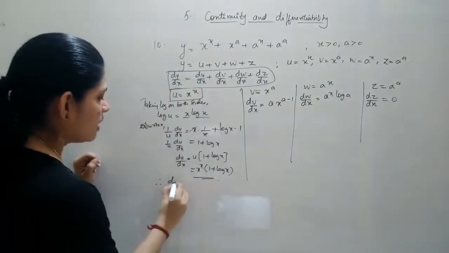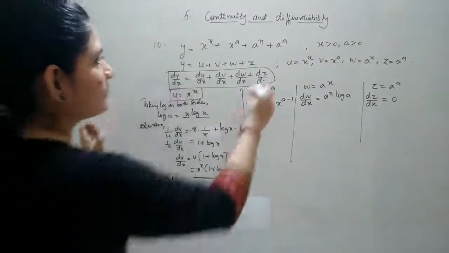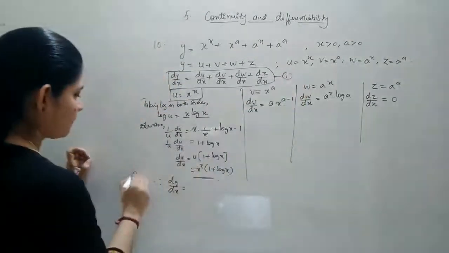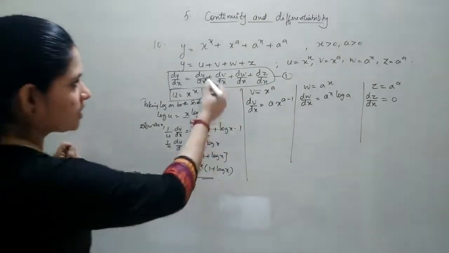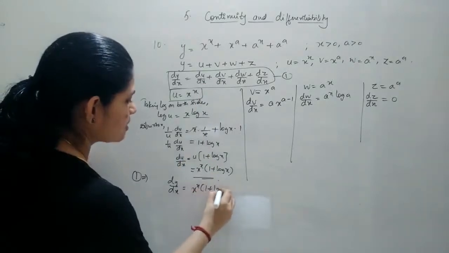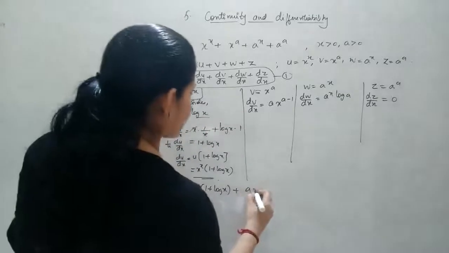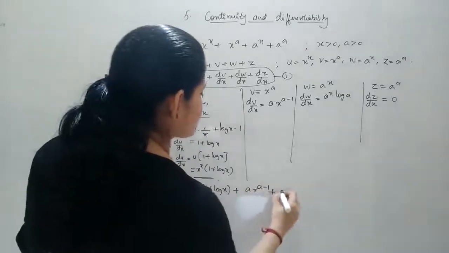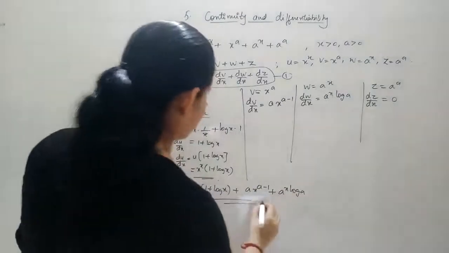Okay, therefore dy by dx is equal to du by dx, so 1 implies. In this equation we are just replacing the values. x raised to x into 1 plus log x plus a x raised to a minus 1 plus a raised to x log a plus the other thing is 0. So you can stop.